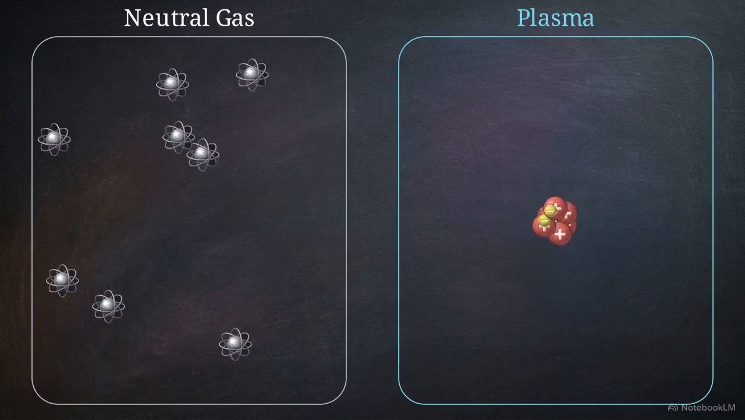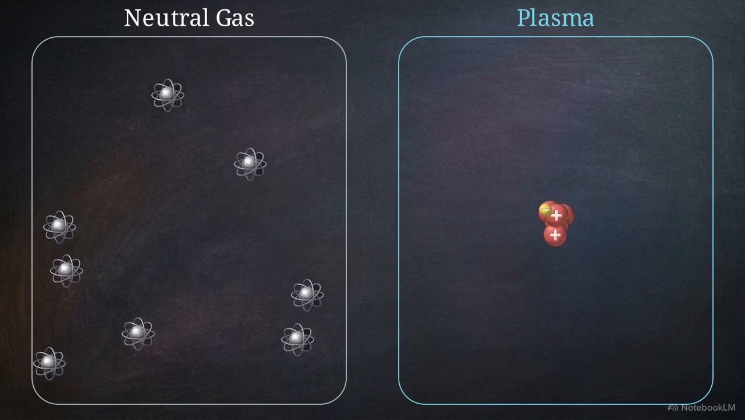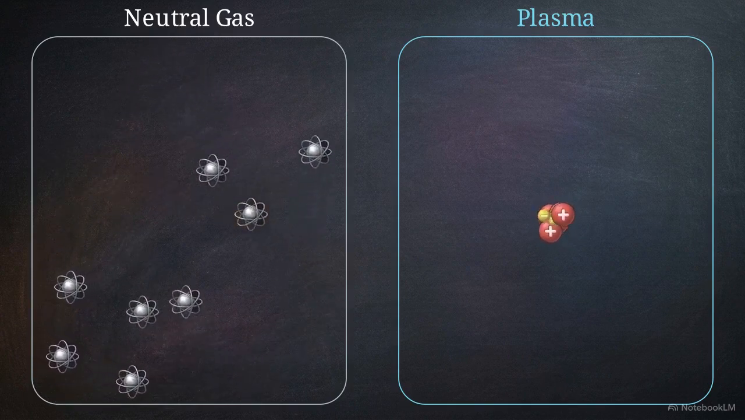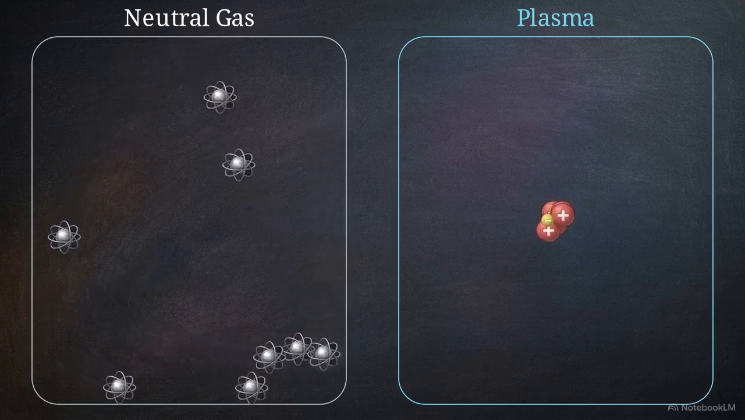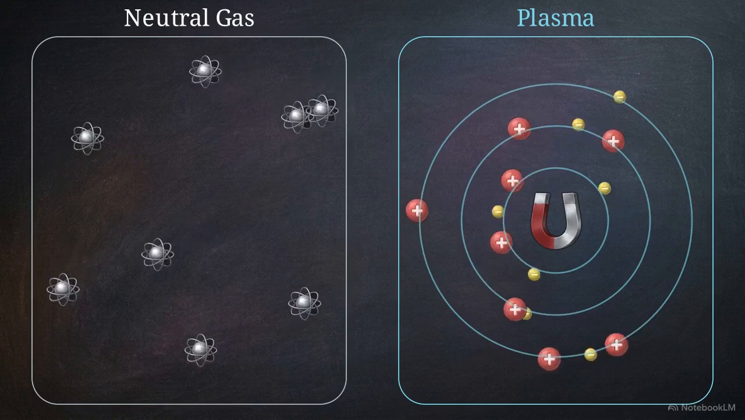In an ordinary gas, atoms act like neutral billiard balls. They bounce around randomly and crash into one another. But because plasma particles carry an electric charge, they pull and push on each other over long distances. They don't need to touch to interact.